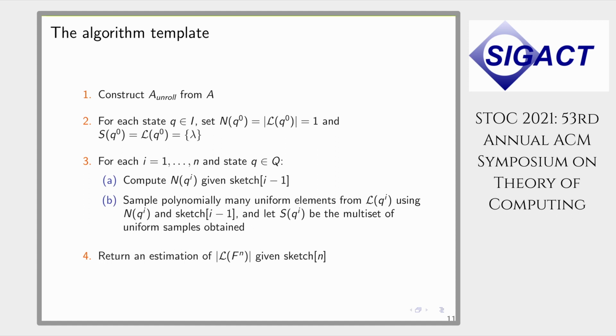And then the idea of how the algorithm works is as follows. For every i between 1 and n, and for every state, first we compute, and I will tell you how, this N of qi, given the sketch for the previous layers. So we have a sketch of i minus 1. Then, once we have computed this N of qi, we sample polynomially many uniform elements from L of qi using this N of qi and this sketch of i minus 1, and we define this as the set S of qi. And then finally, we have to return an estimation of the size of the set of words of length n accepted by the automaton, given this sketch of n. So this is the template of the algorithm, and now I will show you how these different components work.